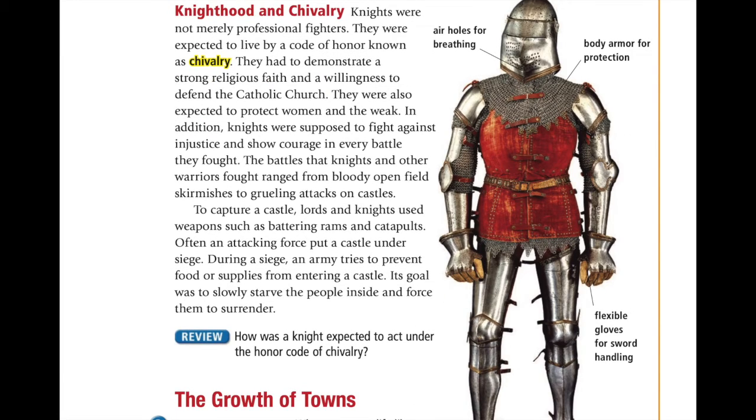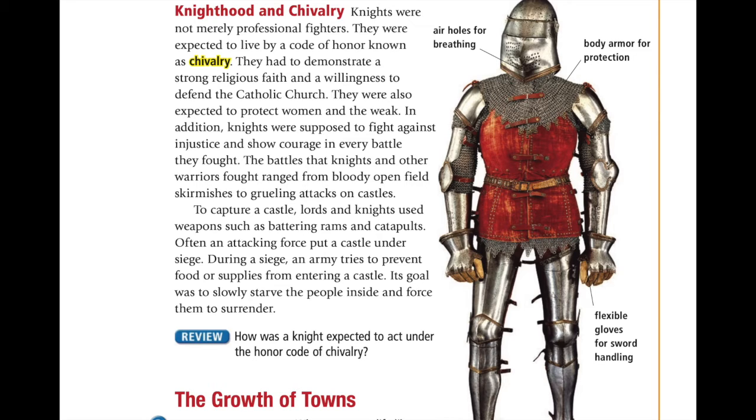Knighthood and chivalry. Knights were not merely professional fighters. They were expected to live by a code of honor known as chivalry. They had to demonstrate a strong religious faith and a willingness to defend the Catholic Church. They were also expected to protect women and the weak. In addition, knights were supposed to fight against injustice and show courage in every battle they fought.